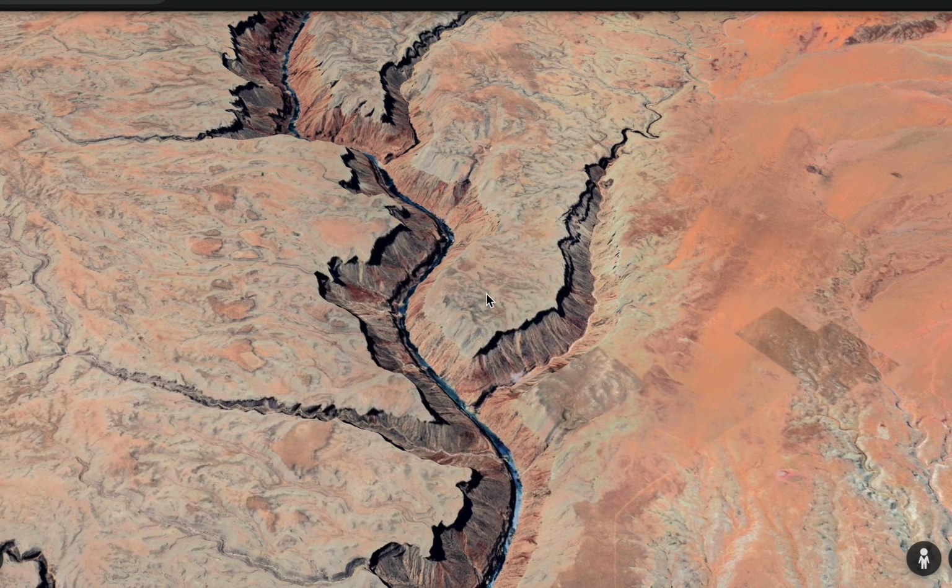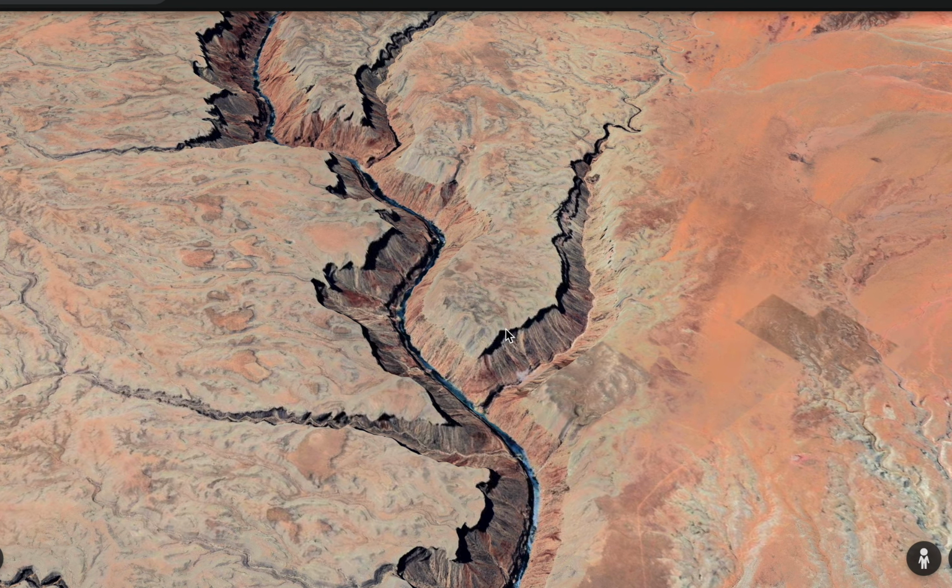In geology, there is a rather niche and advanced feature called a barbed tributary. And in this case, it's a barbed canyon. And right next to it, there's another barbed canyon. And they tend to form like this, where they're close to each other.